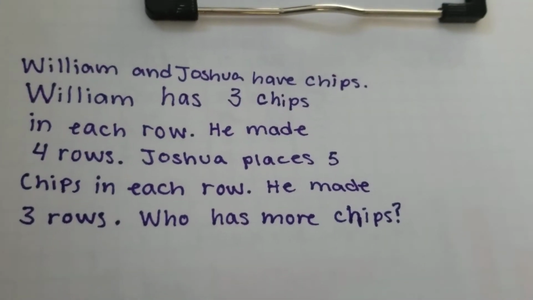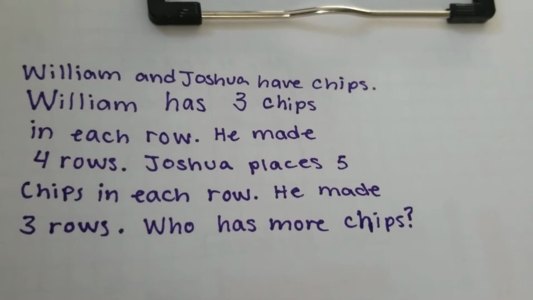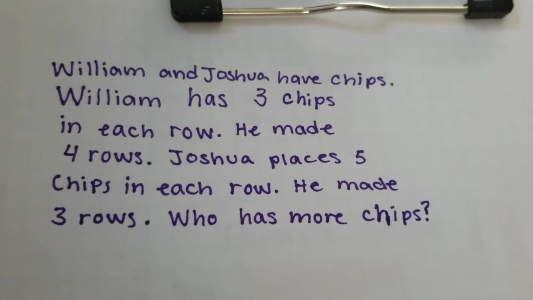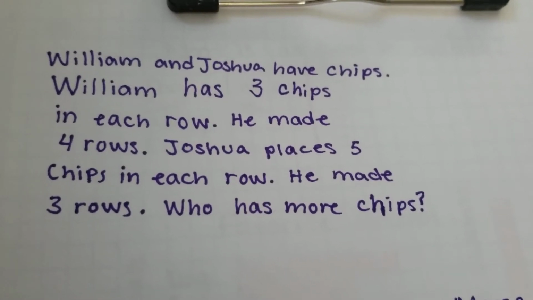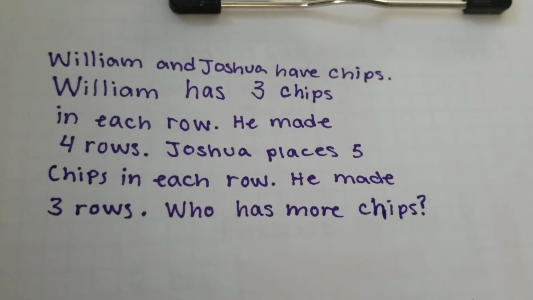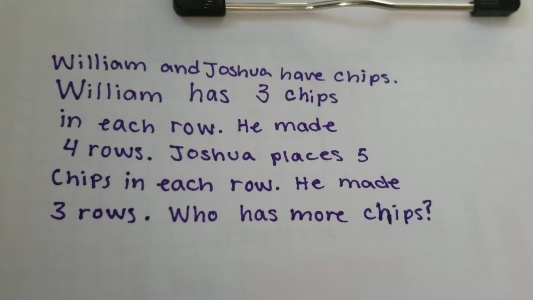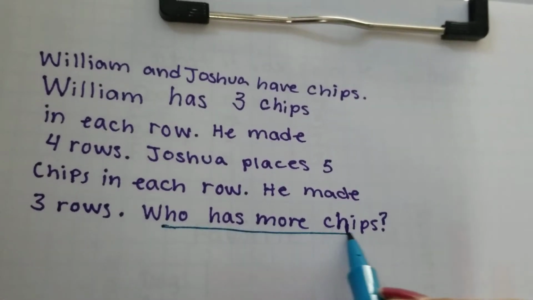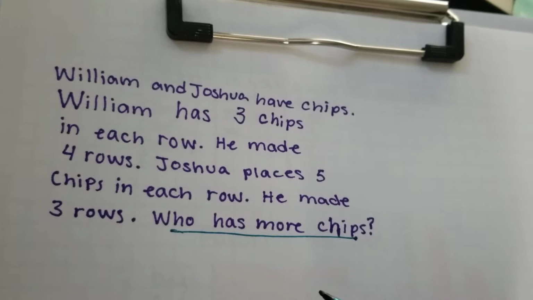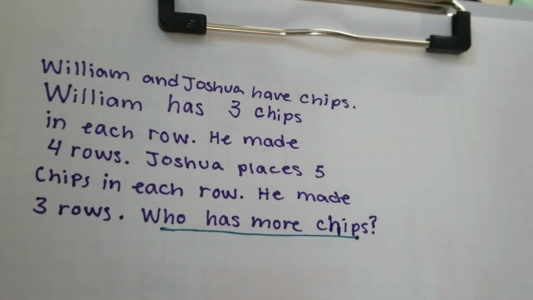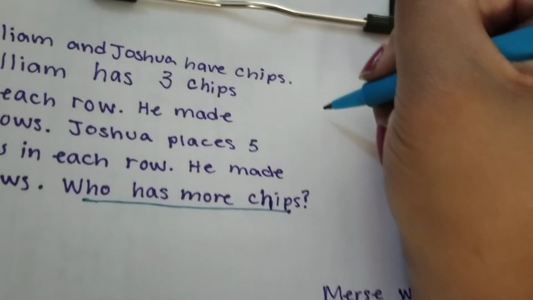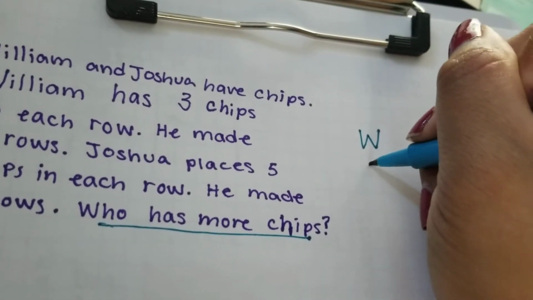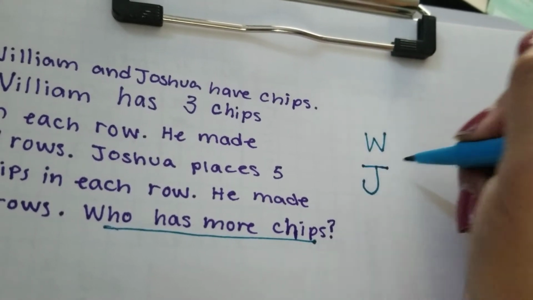William and Joshua have chips. William has 3 chips in each row. He made 4 rows. Joshua places 5 chips in each row. He made 3 rows. Who has more chips? So here we are trying to find out who has more chips, right? So I think it's easiest to draw a picture. So let's go here and put a big W for William and a J for Joshua.